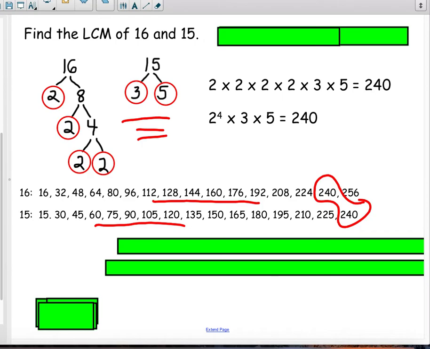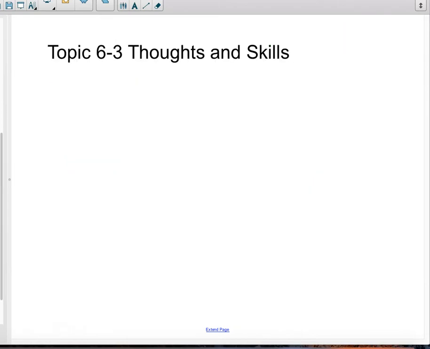And what we're going to do now is start talking about the 6.3 concepts. So we're going to do some thoughts and skills on topic 6.3. Why don't you write this down in your notebook right now so that when you get to this lesson tomorrow or the next day, you have an understanding of where we're going and you already have learned a little bit about it.